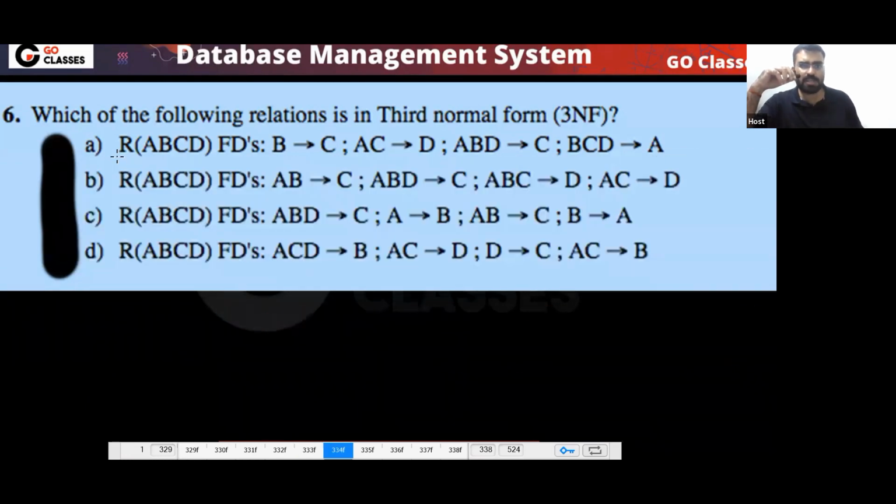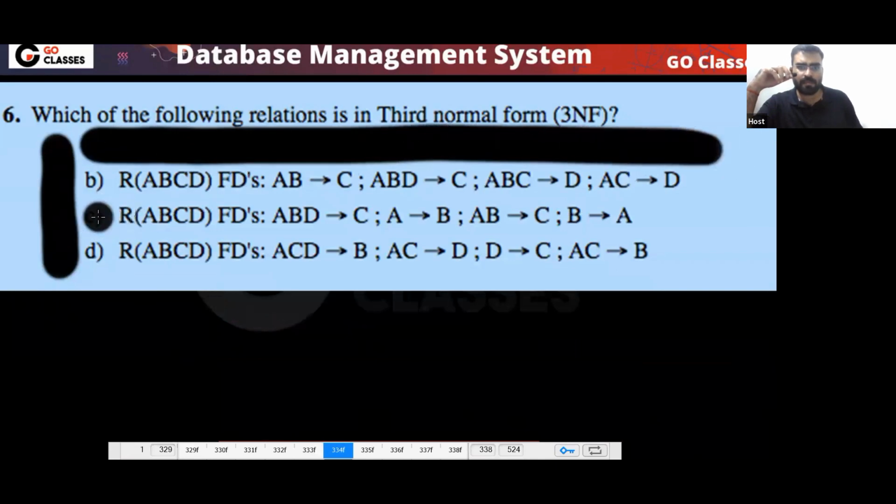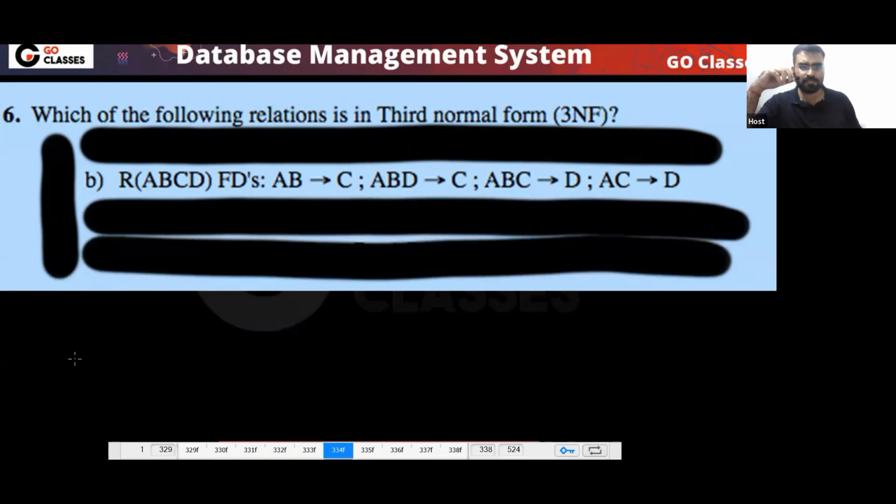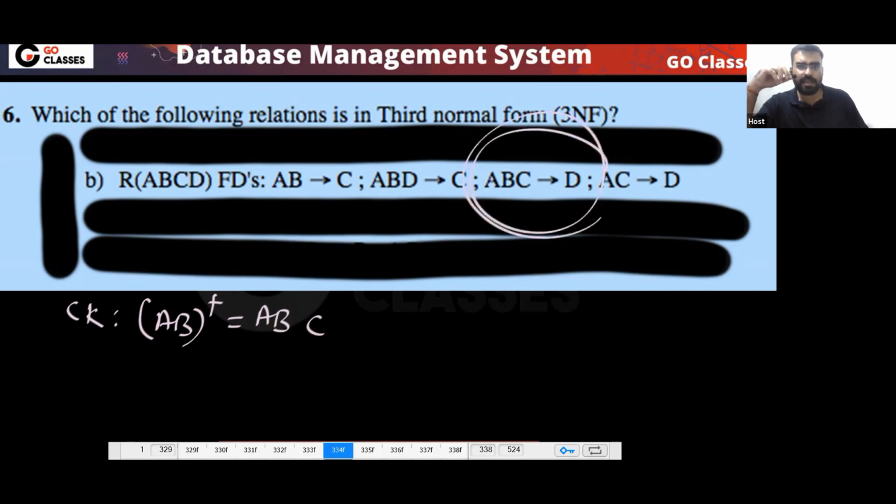Now let's see option B. What is the candidate key? Just check it out. The candidate key will be AB. AB can determine AB, AB can determine C, and ABC can determine D. So your candidate key is this.